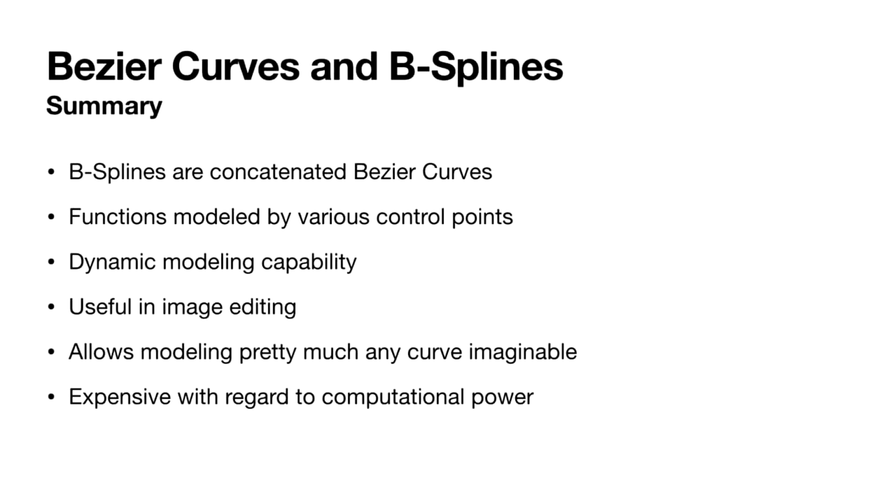To summarize, B-splines are a special case of Bezier curves, which are functions that are modeled by various control points. This achieves a very dynamic modeling, which we can not only use in image editing but also in curve fitting. This allows us to model pretty much any curve we want, which is a big advantage of B-splines as compared to polynomial regression modeling, especially when we have very complex data relationships at hand. The problem is that the control points of B-splines are very expensive with regard to computational power. So, although B-splines are no panacea for the curve fitting problem, they're definitely a very useful tool.